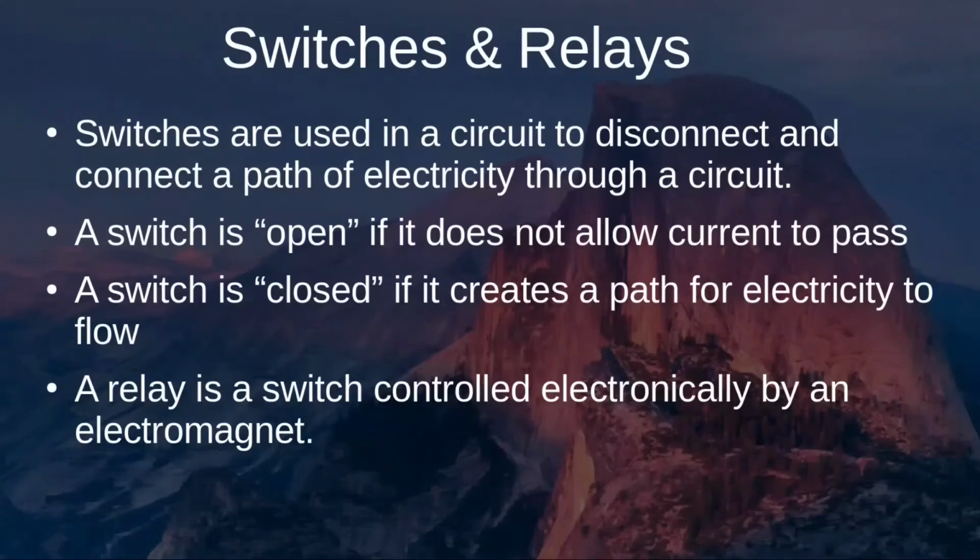Switches are used in a circuit to disconnect and connect a path of electricity through a circuit. So a switch is open if it does not allow current to pass. A switch is closed if it creates a path for electricity to flow. A relay is a switch controlled electronically by an electromagnet. A normal switch is manually operated, meaning you have to physically press a button or turn a dial or move a lever back and forth. But a relay is controlled electronically by an electromagnet.